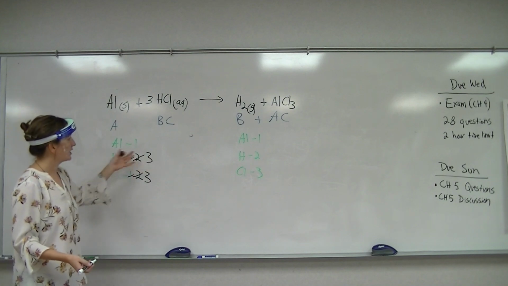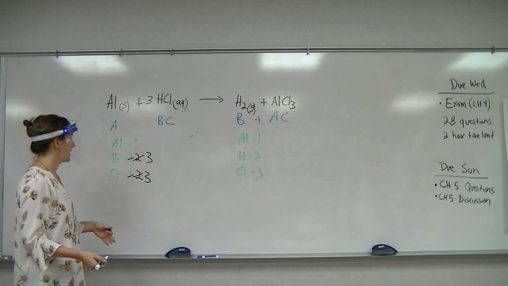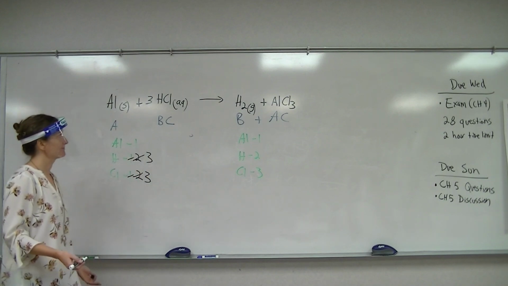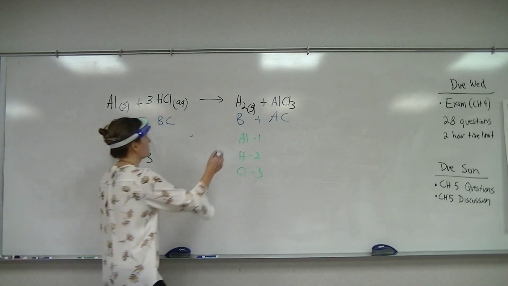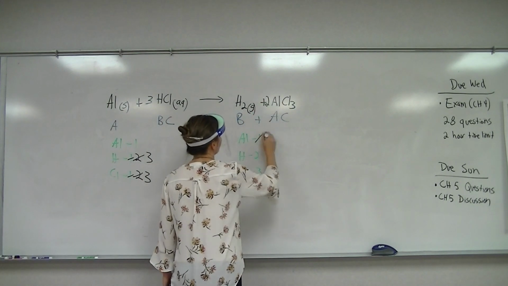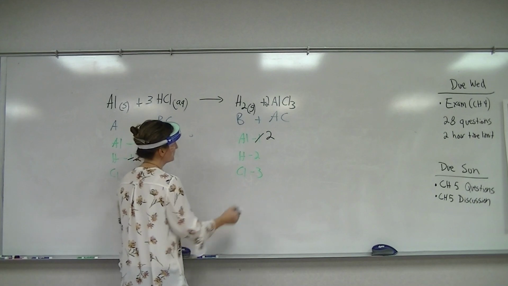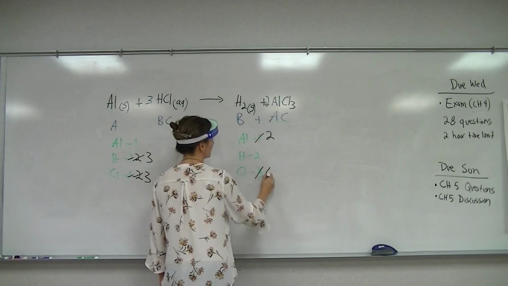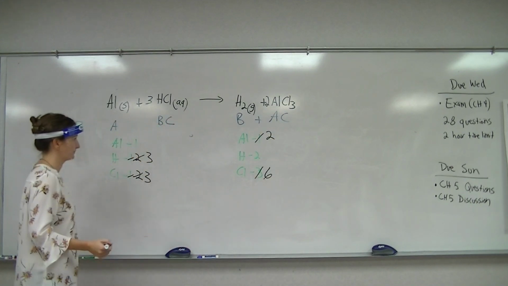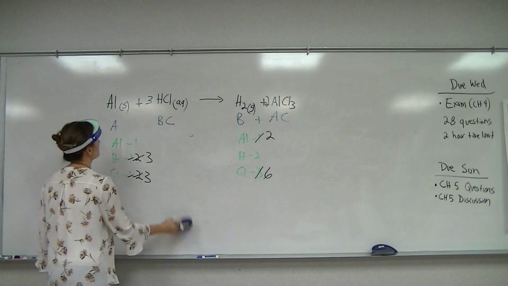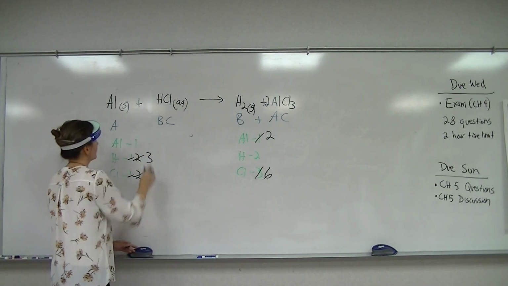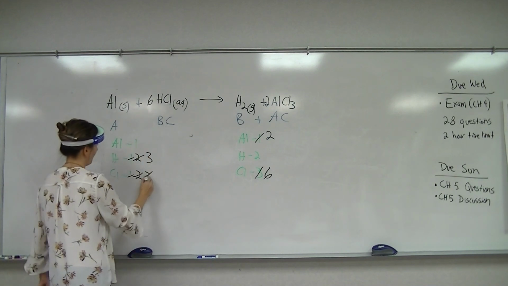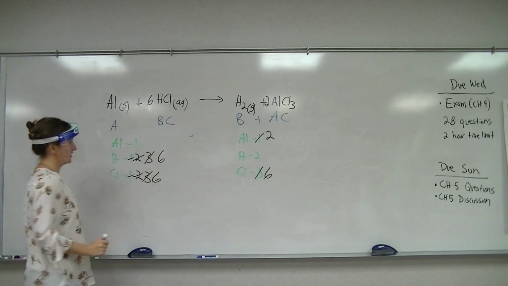So basically, I'm going to keep going back and forth. What I'm going to realize is that an odd number of chlorines isn't going to work out for me. So I'm going to go ahead and put a 2 here. I'll get 2 aluminums, 6 chlorines. So to get 6 chlorines, I'm going to put a 6 here. It's also going to change my hydrogens to 6.